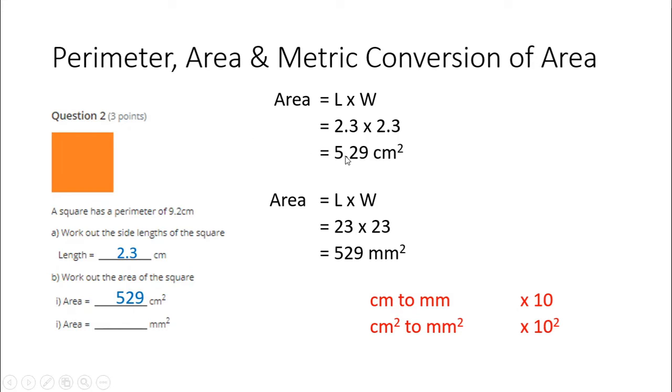So look at our answers. 5.29 was multiplied by 10 and 10 again. My decimal was moved 2 places. Same as multiplying by 100 to make 529 millimeters squared.